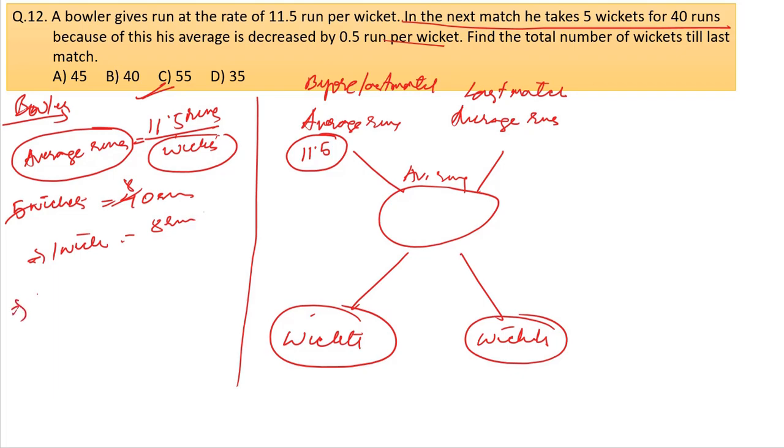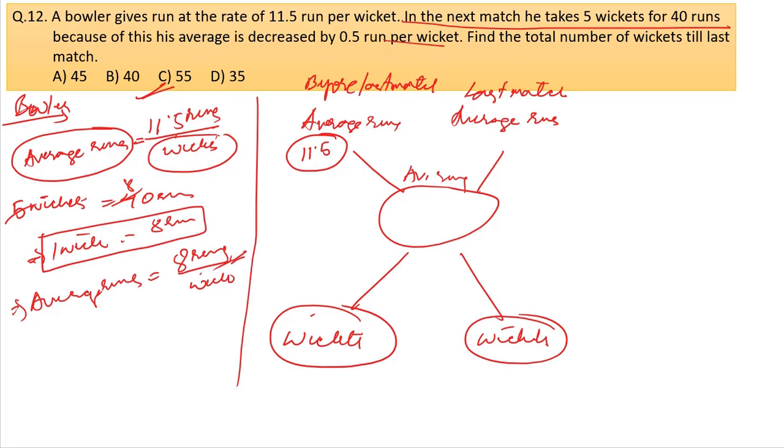So his average runs will be 8 runs per wicket. Per means 1 wicket. Here we have 1 wicket, 8 runs, so 8 runs per wicket. And because of this, his average is decreased by 0.5 runs per wicket.